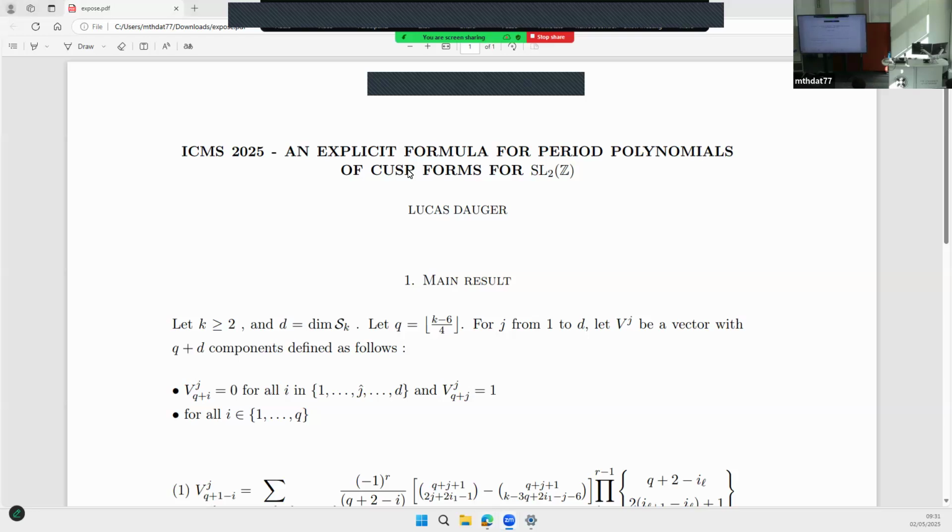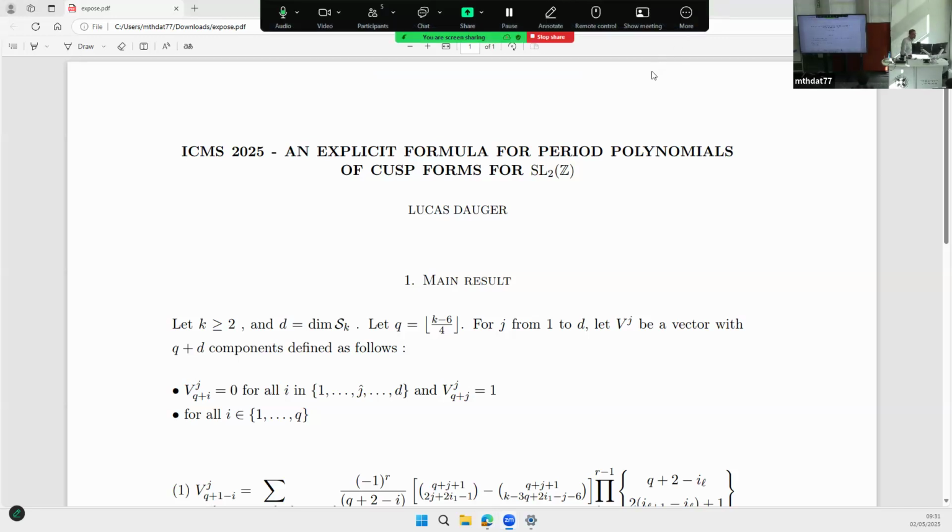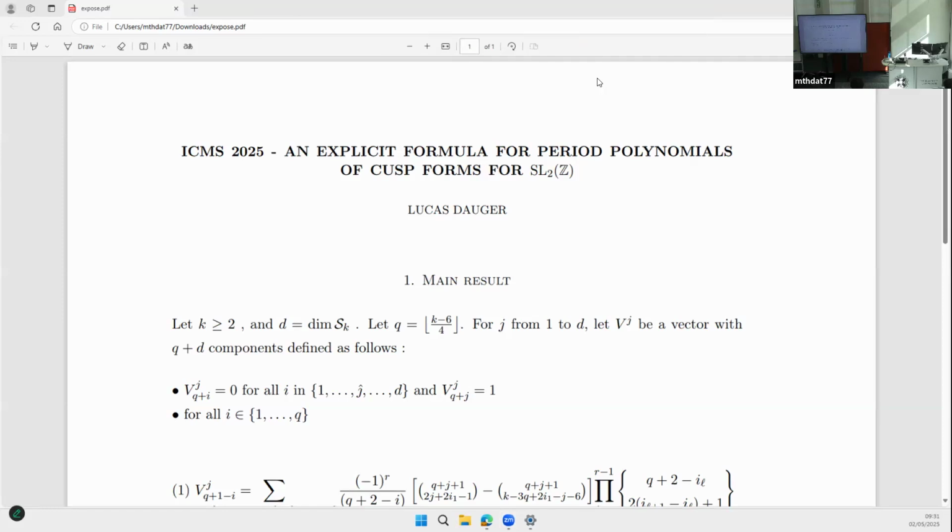So I'm going to give a very elementary talk, let's say, that will focus on period polynomials of cusp forms. Here, everything will be with respect to the full modular group. So I will always consider modular forms and cusp forms of level 1. Keep in mind that everything can be extended to higher level, except for the explicit formula, which for the moment I don't have for higher level cusp forms.